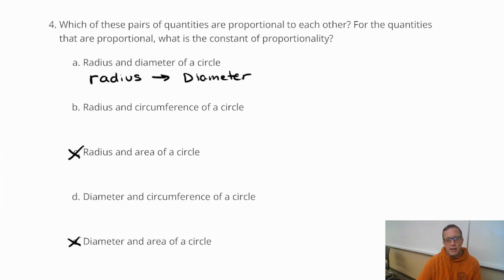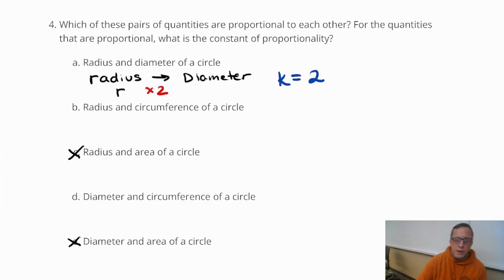So the radius to the diameter. Whatever the value of the radius is, we multiply by 2, right? So there's the constant of proportionality right there. We can say the constant of proportionality for A is 2, because radius times 2 is diameter. So if the radius is 5, the diameter is 5 times 2. If the radius is 7, the diameter is 7 times 2, 14.